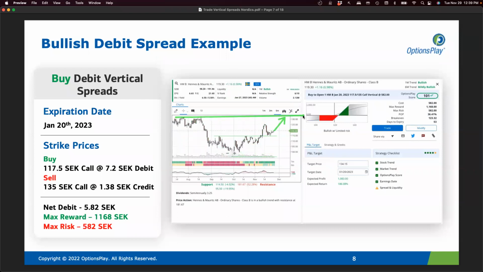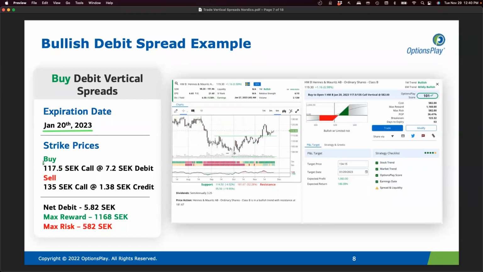Maybe you agree with this and you think that the stock can head back into this 130 level. It's currently trading around 120 crowns. Maybe you think it's going to head up to around 135 or so to the upside, which were the highs back here in August and September. So what I'm looking at is going out to the January 2023 expiration date.